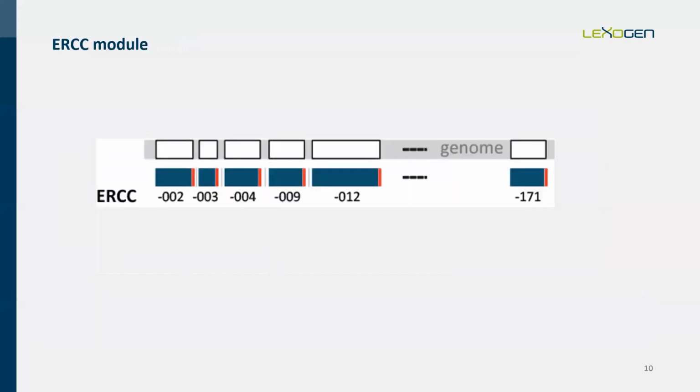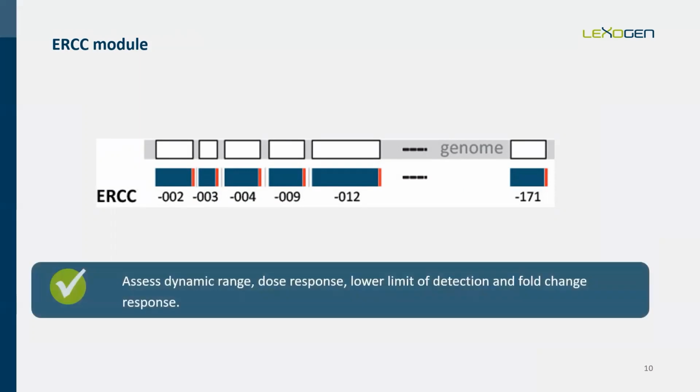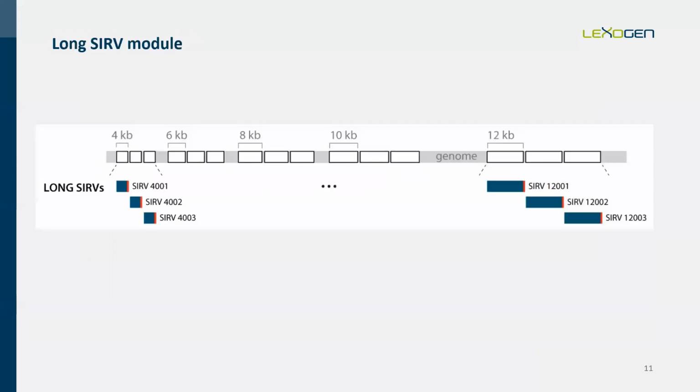ERCC module contains 92 transcripts that follow a one gene, one exon, and one transcript layout. ERCC module assesses the dynamic complexity of transcript concentration with a range of 1 to 1 million. Therefore, it enables input and read-depth-dependent detection and quantification, and also straightforward input-output correlation. This module serves as a standardized assessment for dynamic range, dose response, lower limit of detection, and fold change response.